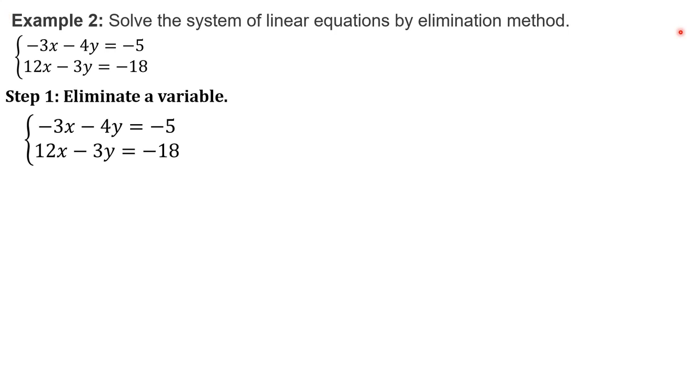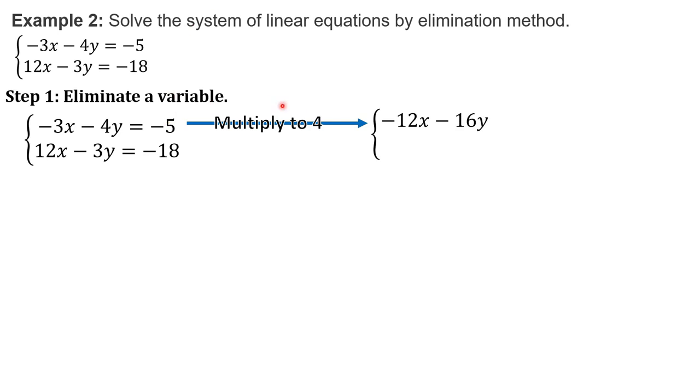Therefore, I have to multiply the whole equation 1 to positive 4. Take note that you need to multiply it to each term, to negative 3x, negative 4y, and negative 5, not only to negative 3x. So the value of the equation will not change. Let us start. Negative 3x times positive 4 will give us negative 12x. Negative 4y times 4 will give us negative 16y.